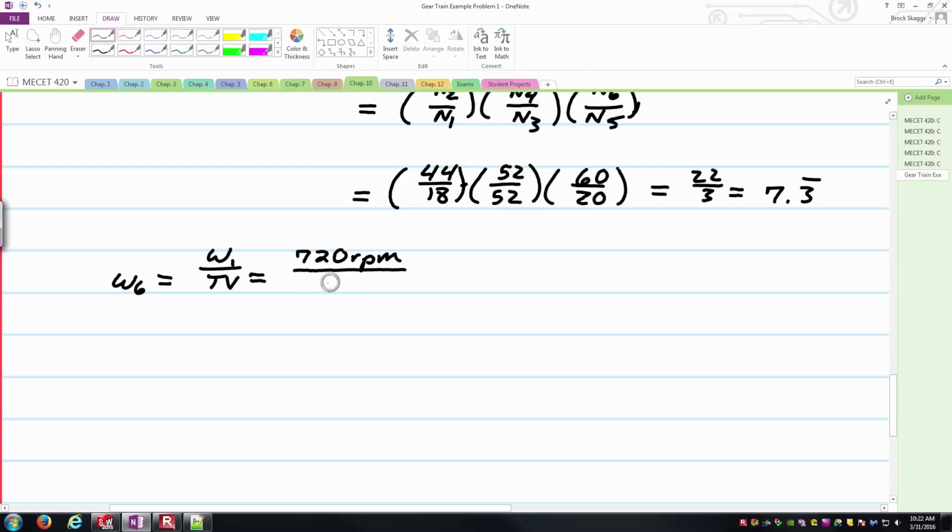And I'll divide that by the train value. The train value is going to be a dimensionless quantity there, so my output will end up being in RPMs. And that is roughly 98.18 RPMs. And so that's just a description of how fast it's spinning, right? 98.18 RPMs. But what about the direction?